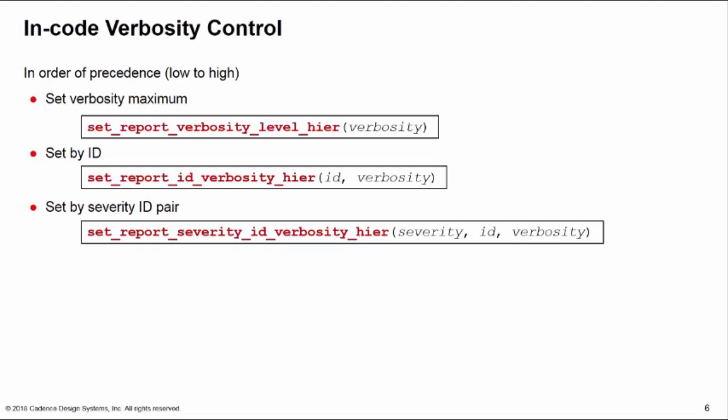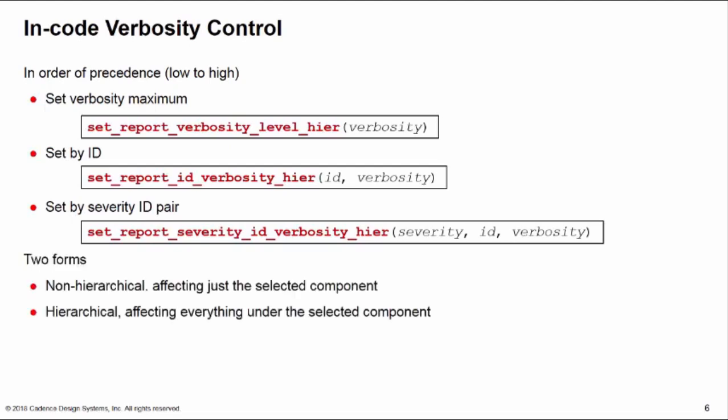Now these method calls come in two forms. They come in a non-hierarchical form, so they affect just the selected component to which they're applied, and they also come in a hierarchical form, which affects everything underneath the selected component. And the difference is in the end of the method name.